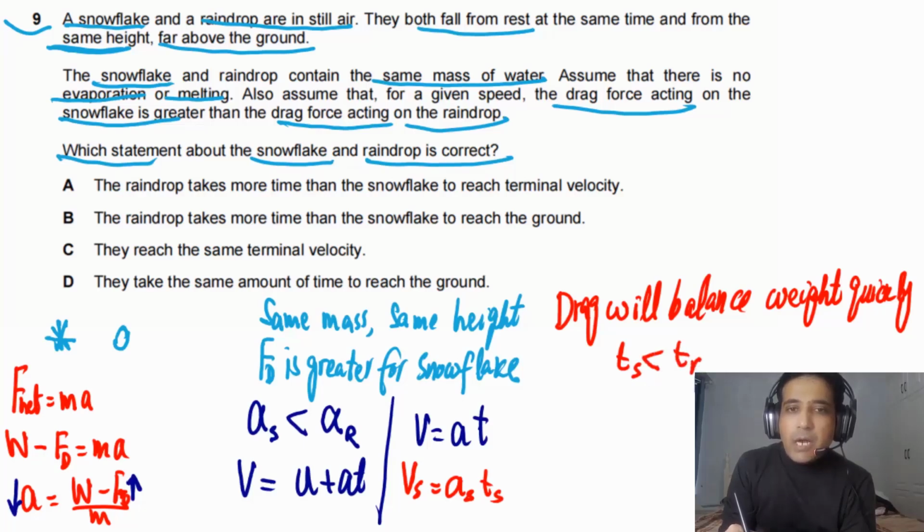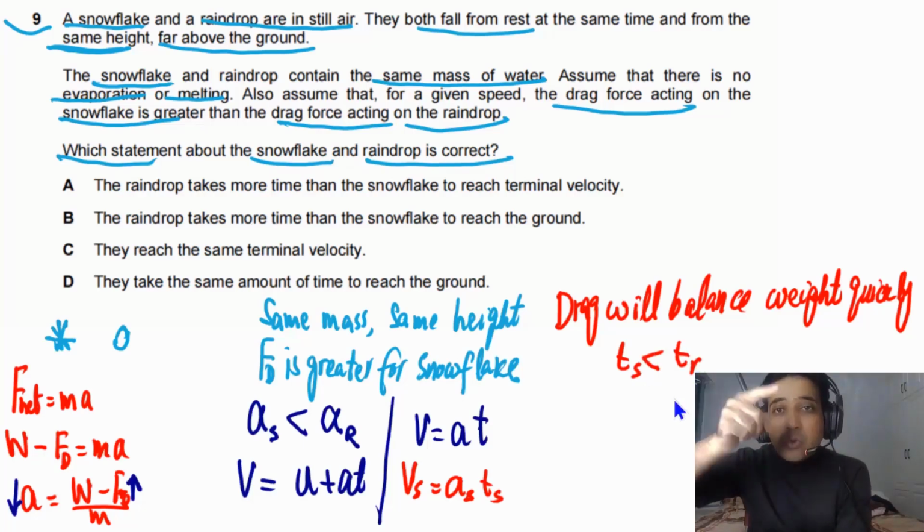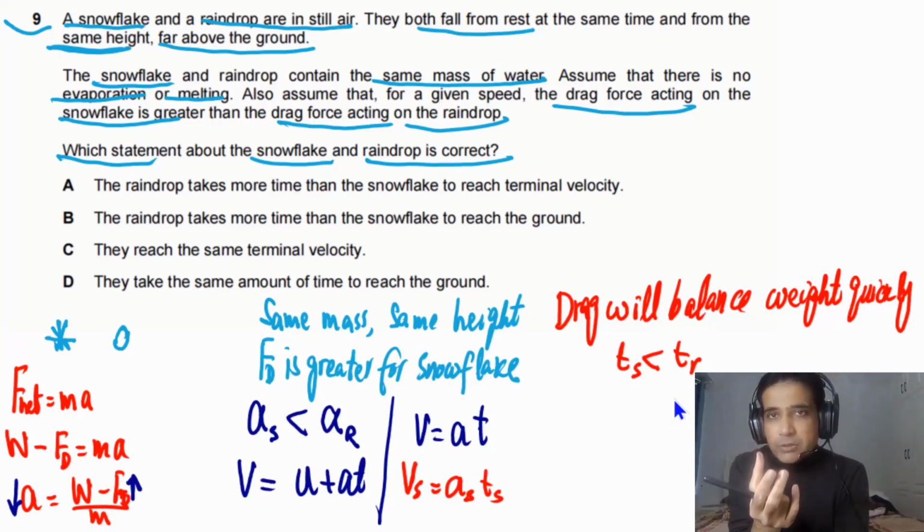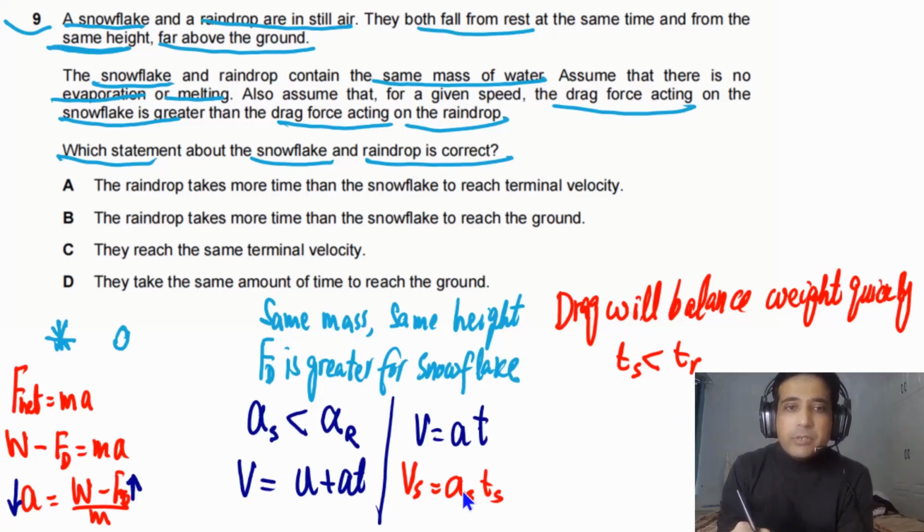Raindrop will take longer time to reach terminal velocity because drag force is small, so it will take longer time for the drag to reach same magnitude as magnitude of weight. So Tr will be greater than Ts. So from here simply we can conclude now that as this one will be smaller, this one will be shorter, so it means Vs for the snowflake will be smaller, lower terminal velocity for snowflake.